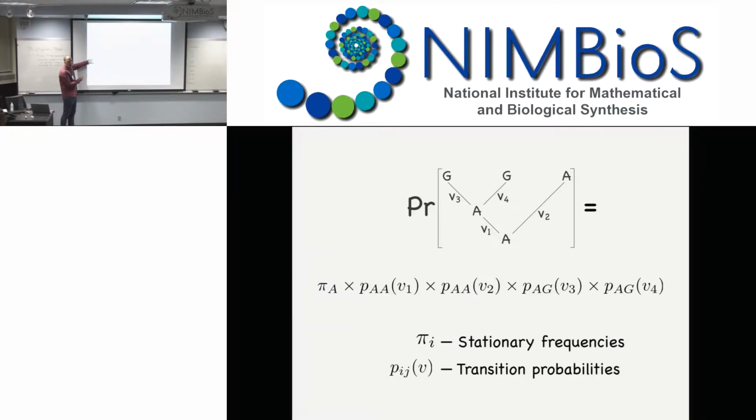Whenever you see a pi in these calculations, it's the probability at the start of the process or at the root of the tree, times the probability of ending in an A, conditioned on starting in an A over a branch of length V1. That's this. This is called the transition probability from A to A over a branch of length V1, but it's really a conditional probability. Conditioned on starting on an A, what's the probability of ending in an A? Times the transition probability AA over a branch of length V2, the probability of ending in an A, conditioned on starting in an A over a branch of length V2, times the probability of this little segment of the tree, times the probability of this little part of the tree.